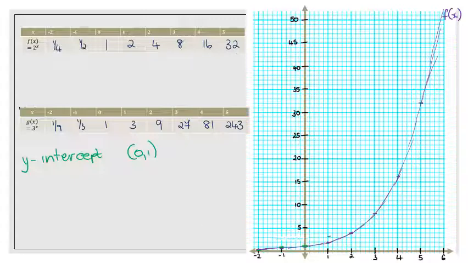Then g of 2 is going to give us 9. Then g of 3 gives us 27. So you can see this is rising a lot quicker, and that's because the base is bigger. The next one I actually can't fit on this graph because I just don't have the space. And likewise g of 5, I won't be able to fit it on. So I'm going to sketch what we've got.